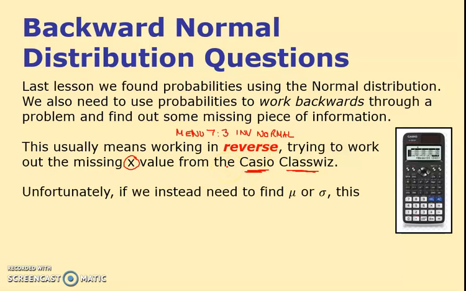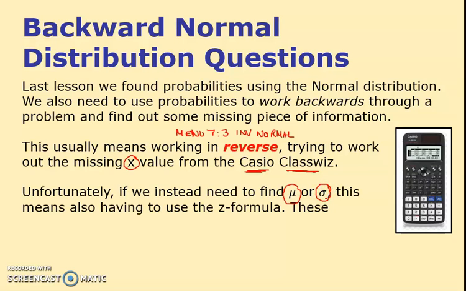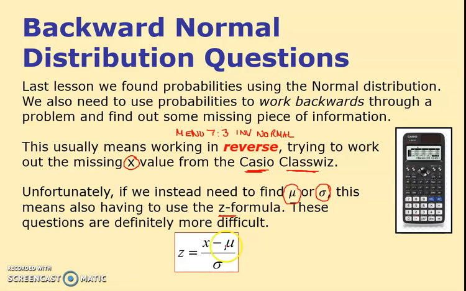But bear in mind there are times when instead of asked to find x, we are asked to find either mu or sigma, or actually both of them. And in those cases we have to use this thing called the Z formula. And these are definitely more difficult. The Z formula we've seen before, and I did warn you there was a reason why I wanted you to see it, and it's for now. It's for this reason now when we have to find mu or sigma or both at the same time.